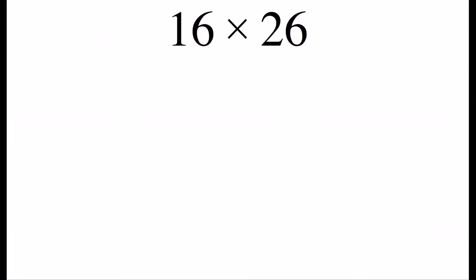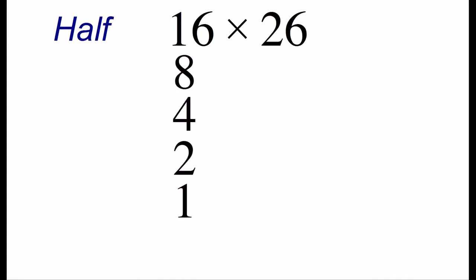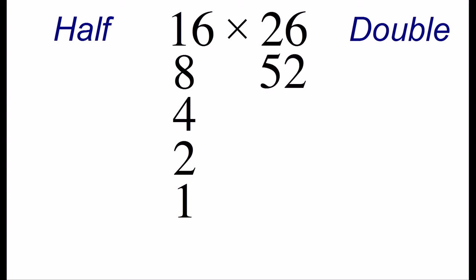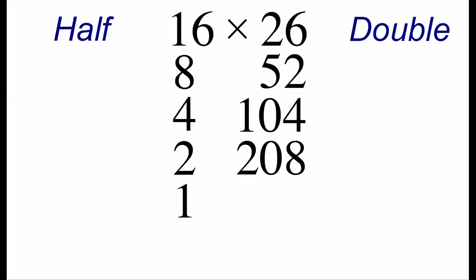Let's do another example to see how this method works. Let's say you wanted to do 16 times 26. The first step is to divide the number on the left in half repeatedly. So dividing 16 in half, we get 8, and then 4, 2, and finally 1. We take the number on the right, and we repeatedly double it. So from 26, we get 52, 104, 208, and 416.